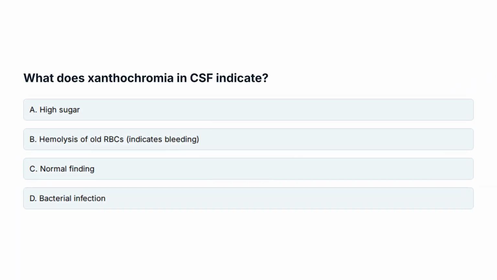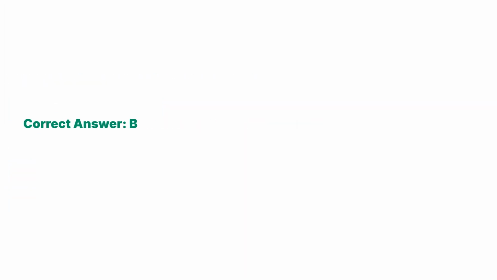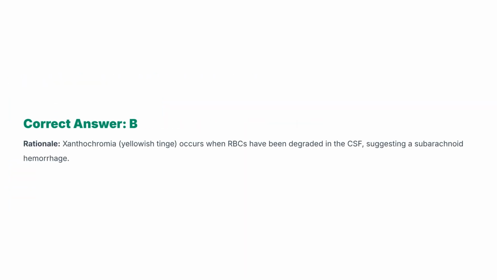What does xanthochromia in cerebrospinal fluid indicate? The correct answer is B. Xanthochromia, a yellowish tinge, results from the hemolysis of old red blood cells, indicating bleeding, often a subarachnoid hemorrhage.